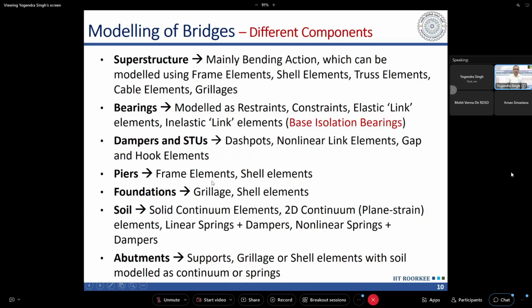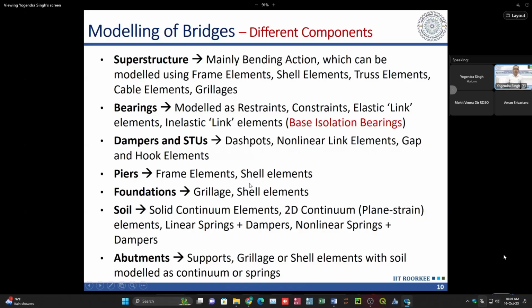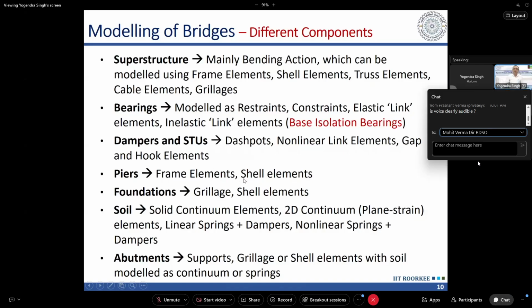So generally we use frame elements, but in case of wall type piers, we can use even shell elements. So sometimes we also use shell elements. In one of the damage photographs that I have shown, there was shear failure, and the shear failure was because the dimension of the pier in that direction was larger, and it was acting like a short column in that direction, and due to that the failure in shear occurred. So if that type of situation is there, we have to model the pier using shell elements.